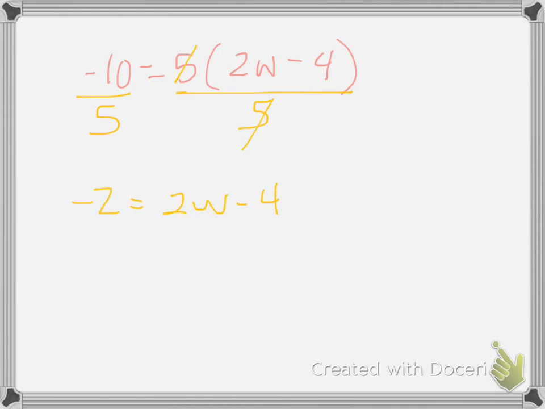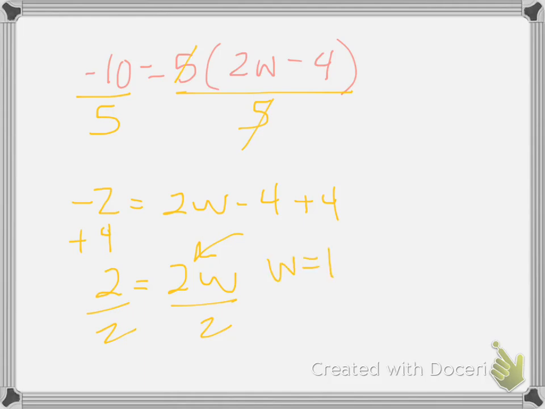Do the things not attached to W first. So to get rid of this negative 4, we have to add 4. So negative 2 plus 4 is the same thing as 4 minus 2. So we got 2 equals 2W. I am multiplying here, so I got to divide. 2 divided by 2 is 1, so I got W equals 1.